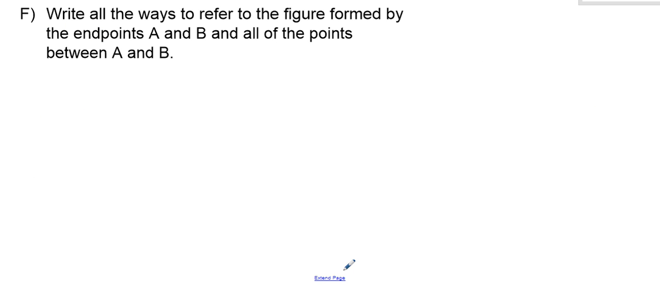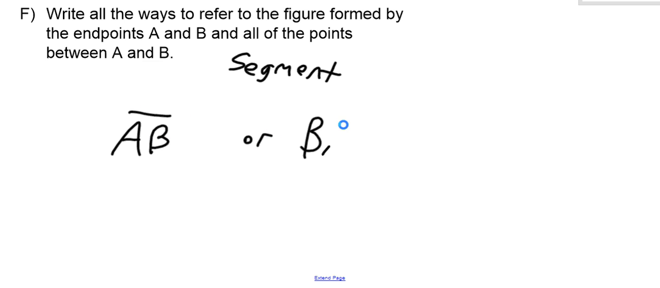So now we're going to write all the ways to refer to the figure formed by the endpoints A and B and all the points between. So it's got 2 endpoints and all the points in between. That is a segment. So that's the first thing we need to realize, is that it's talking about a segment. And then since it's got the endpoints A and B, you can write it as AB or BA. So there are 2 ways we could write it. We could write it as segment AB or segment BA.